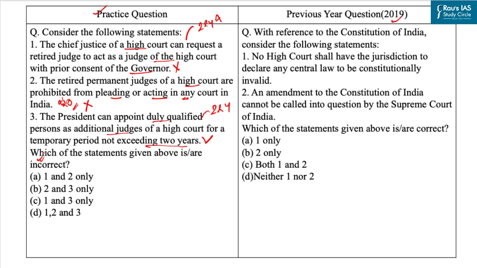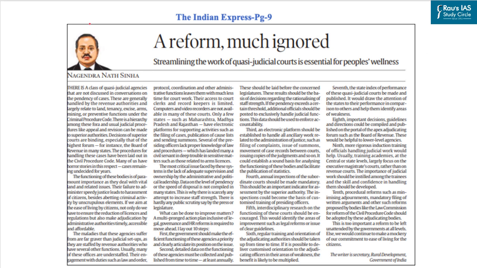So, with this, our correct answer is option A, that is 1 and 2 only. Answer of this PYQ is option D, neither 1 nor 2. Our next question is based on this article from the Indian Express, and according to this article, author has given a multi-pronged action plan inclusive of legal, governance and HR reforms which are required to reform alternative dispute mechanism.